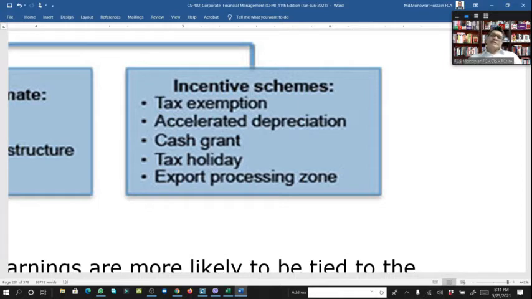And if you see that your total profit, 50 or 60%, has to pay the tax, then you will not go for investment in that country, because you need the tax exemption. That's why in our country, for attraction of FDI, the government or tax authority is giving tax facilities, tax exemption, reduced rate tax, and zero tax also, and accelerated depreciation, cash grant, tax holiday also, export processing zone, etc.